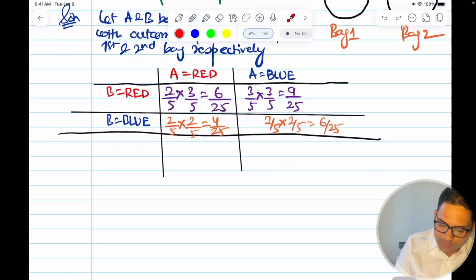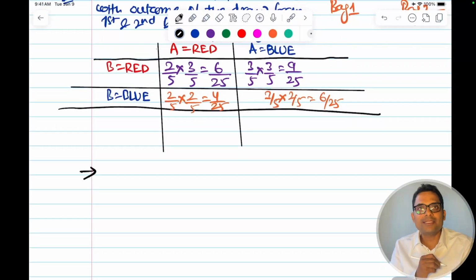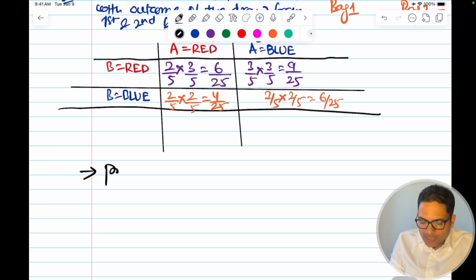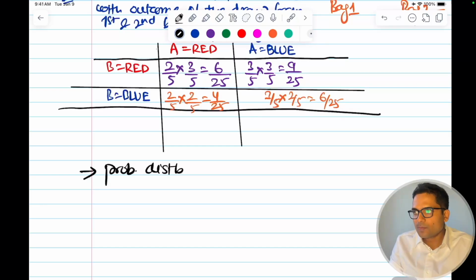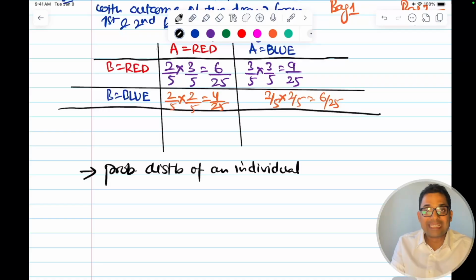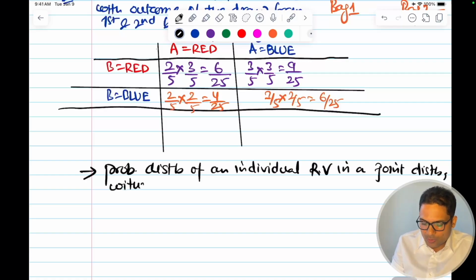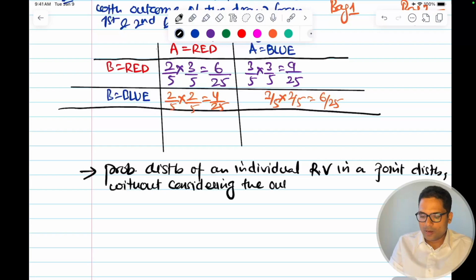So let me formally write it. What does this mean? Marginal distribution means the probability distribution of an individual. It gives me the probability distribution of an individual random variable in a joint distribution, that is, without considering the outcomes of the other variable.